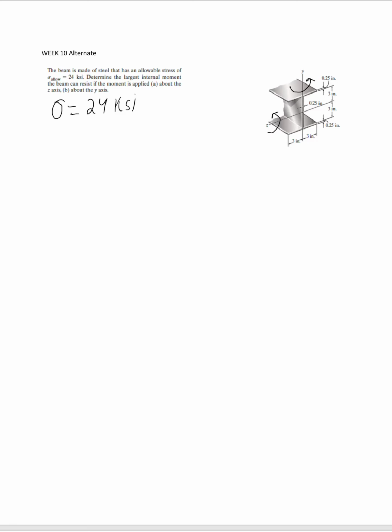So we know our equation for stress due to a moment is stress equals Mc over I. So we're going to have to do this twice, once using the moment of inertia about the z-axis and once about the y-axis. So we'll start, first we want to find the largest moment. So let's rearrange this equation. Solving for M, we get M equals stress times moment of inertia, whether that be z or y, over c.